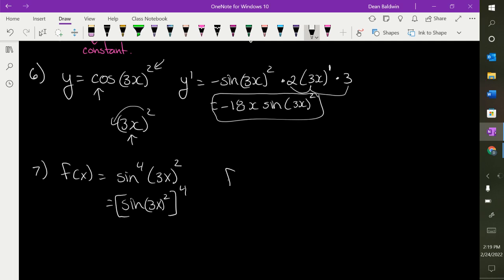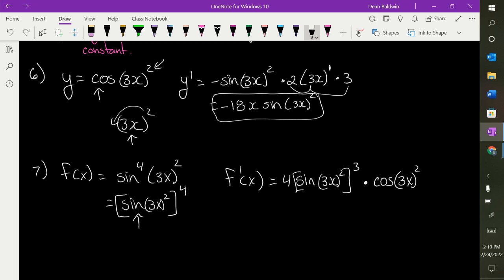So here we go, f primed. Start on the outside. That is the power of 4. The 4 falls down. You get sine of 3x all squared. But you've got to remember, you take 1 away from the 4, so it's all cubed. Times, that's the outside derivative, the next function in is sine. What's the derivative of sine? It is cosine. So you get cos of 3x all squared.